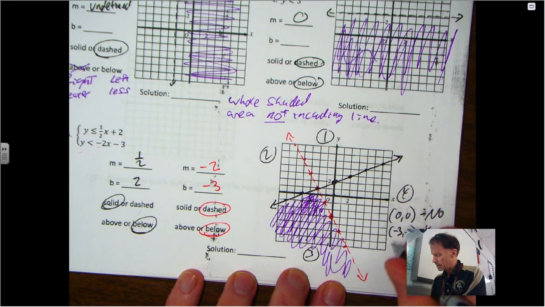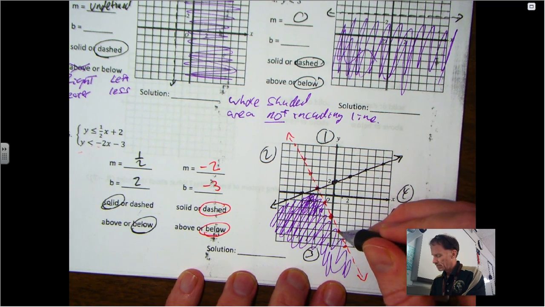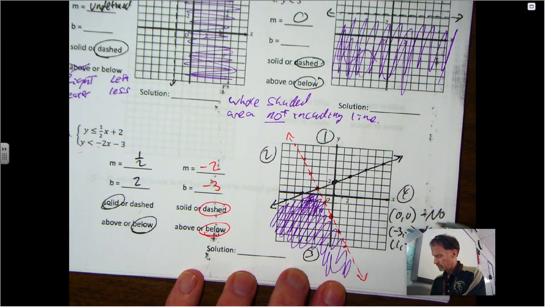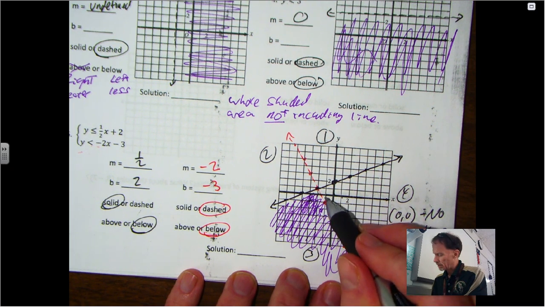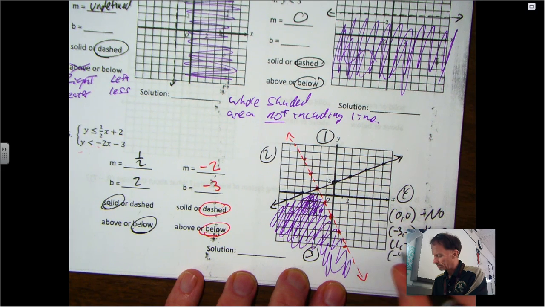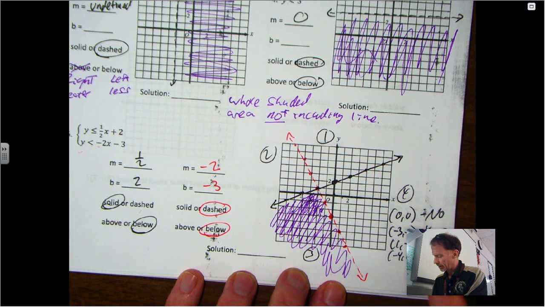How about the point 1, -5? So we got 1, 2, 3, 4, 5. Is that point a solution? That's actually a no, because notice that point is on a dotted line, so that is not a solution. And then how about the point -4, 0? That is a solution, because again, it's on that line, but that's a solid line.